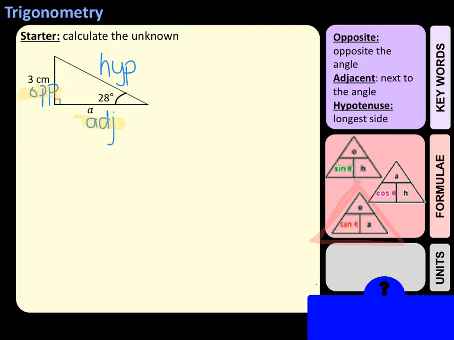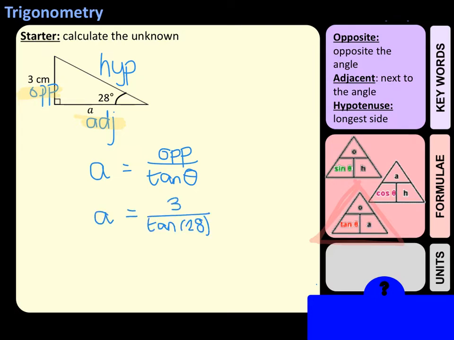So we then continue by thinking, okay, we're finding the adjacent, we cover up A, which leaves O over tan theta. So this is what the formula triangle tells us to do. Then we sub the numbers in, and then we just type that into our calculator. And that gives us 5.64. The units are centimetres, and we've rounded to 3 significant figures.